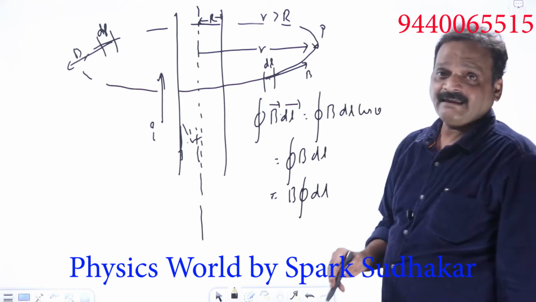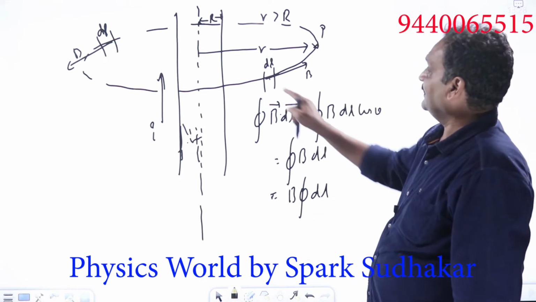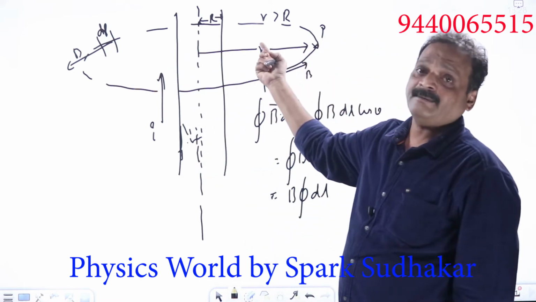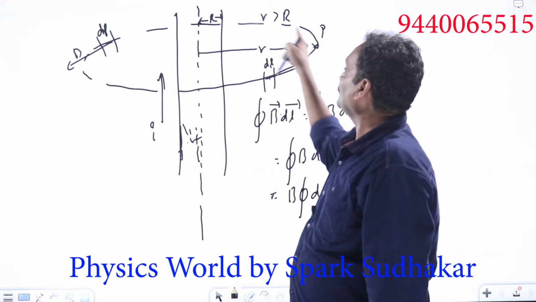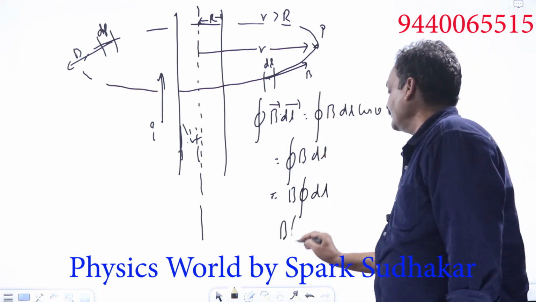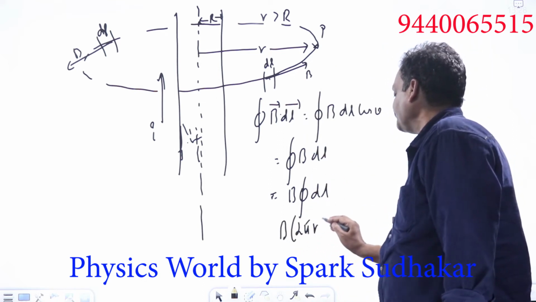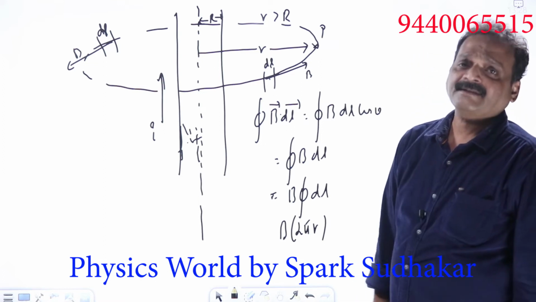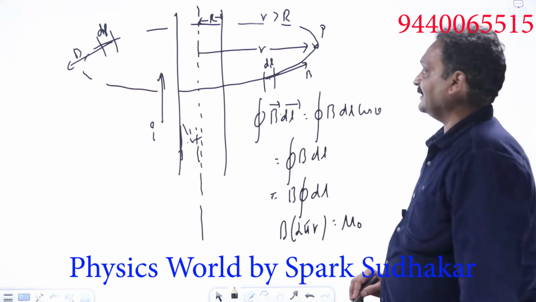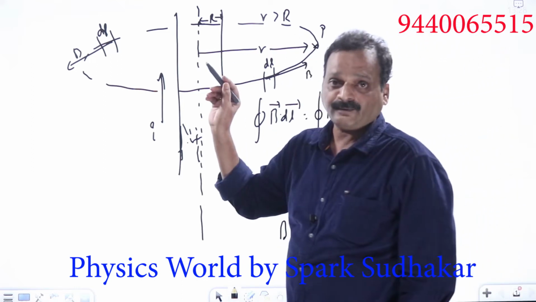Now what is closed integral dl? It is nothing but the circumference of this circular Amperean path, which is 2 pi into small r. So that is B into 2 pi r we get. Ampere's law says this is equated to mu naught times the net current I enclosed by this path.